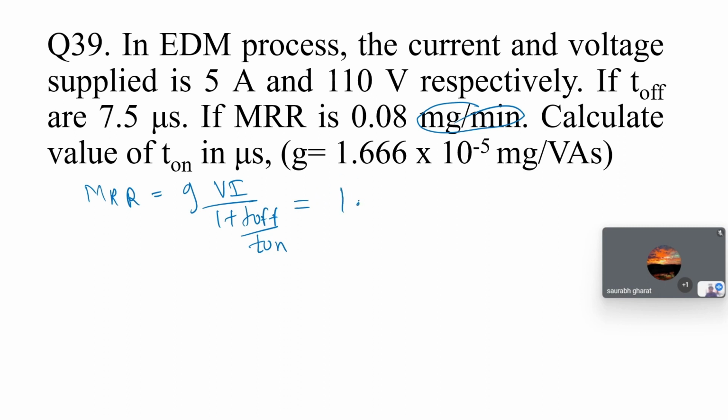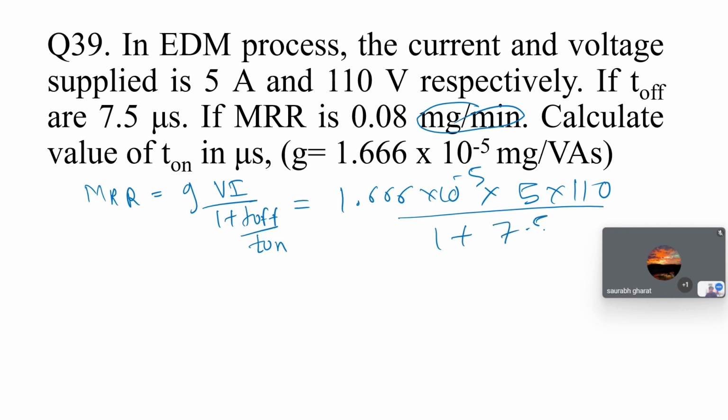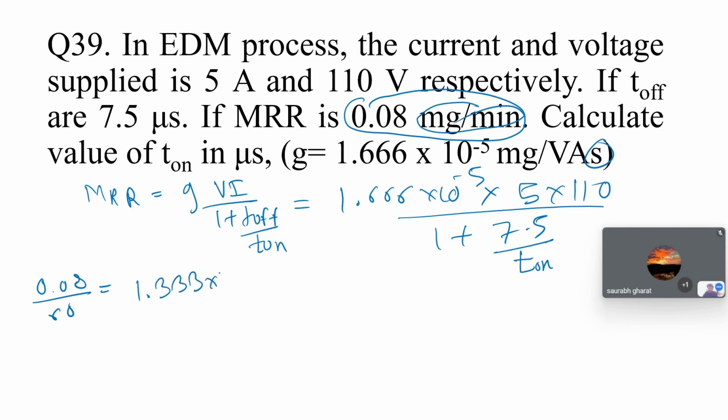So this 1.666 is a constant, into 10 raised to minus 5, into your V, which is 110, and I is 5, divided by 1 plus T off, which is given to you. You have to find this T on. And what is your MRR here? It is in milligram per minute, but your constant is in seconds. So what should you do? You should divide it by 60. So it will be 1.333 into 10 raised to minus 3.